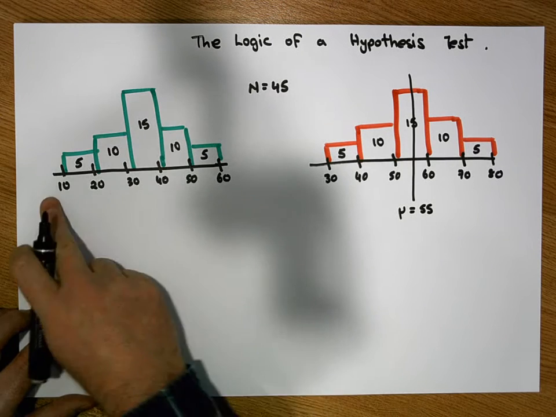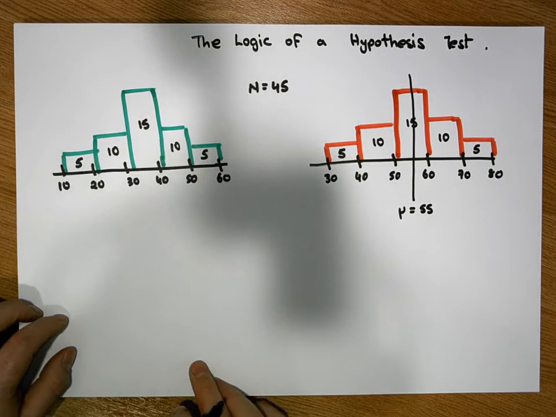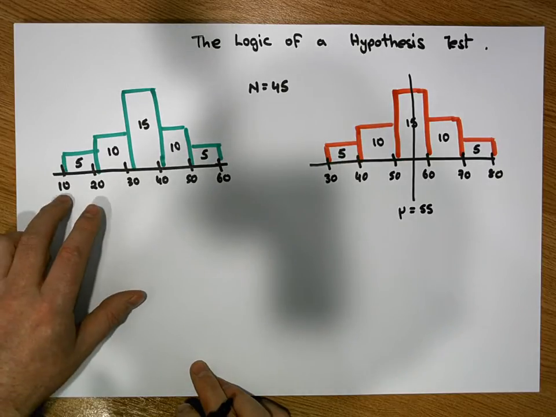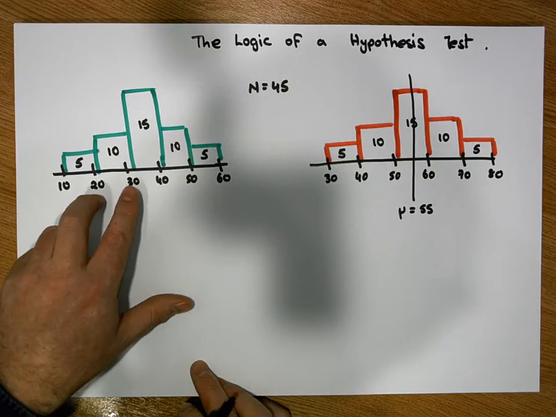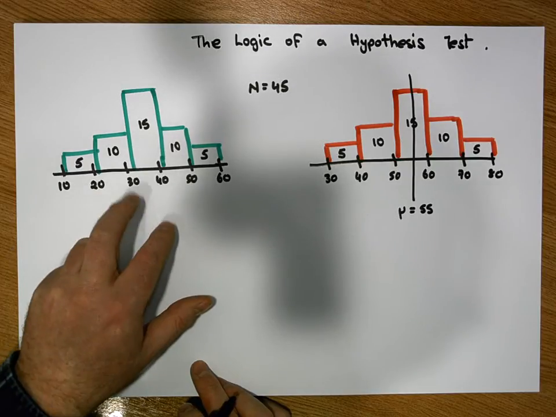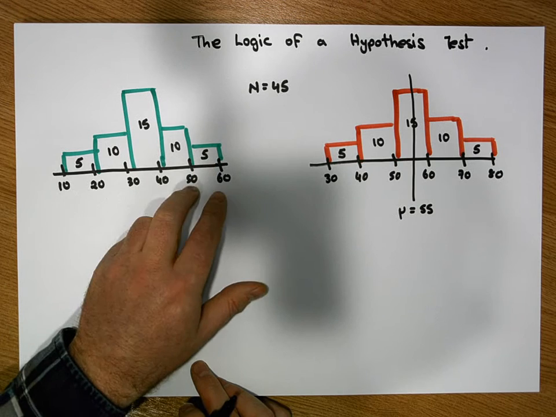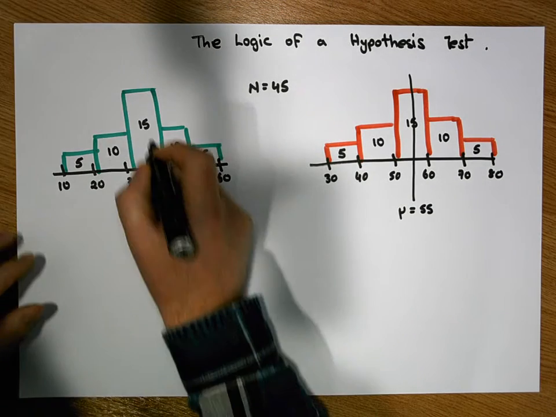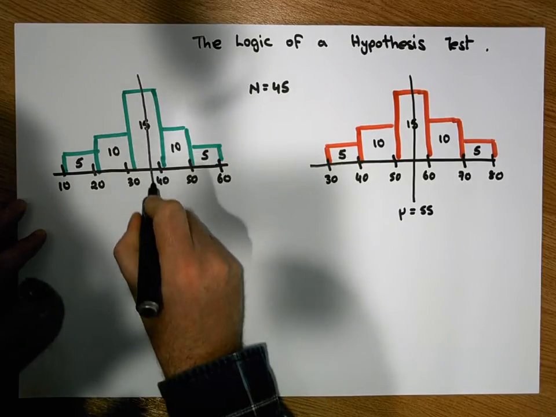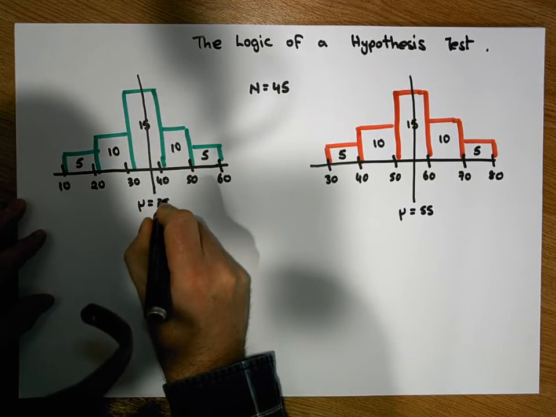In this other distribution scenario, we've still got 45 people in the population, but let's say for argument's sake that 5 spent between 10 and 20 euros, 10 spent between 20 and 30, 15 spent between 30 and 40, 10 between 40 and 50, and 5 between 50 and 60. So we still have 45 people, but this distribution is now centered on 35. So the population mean is 35.